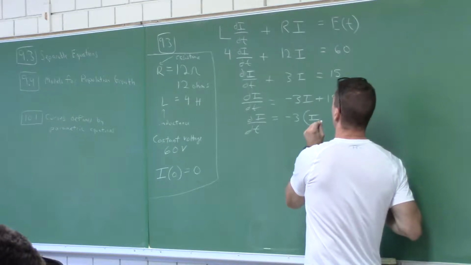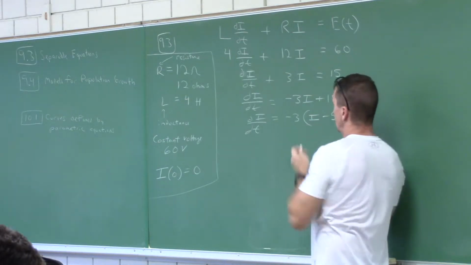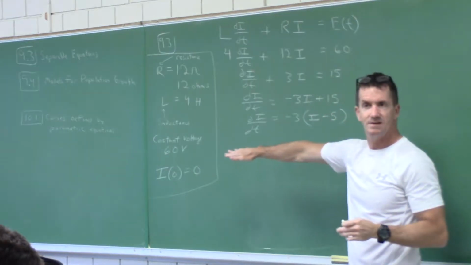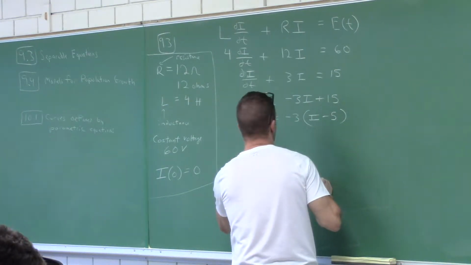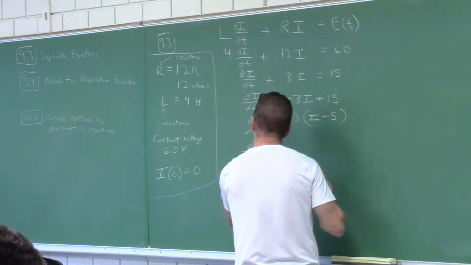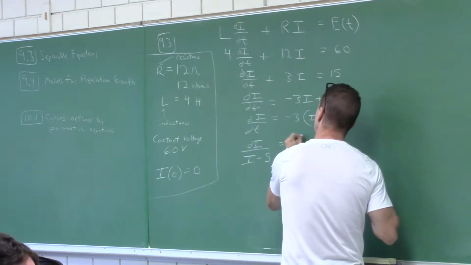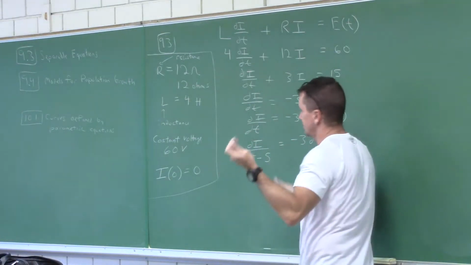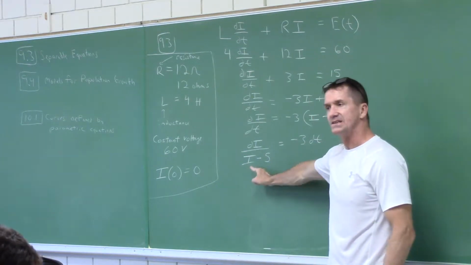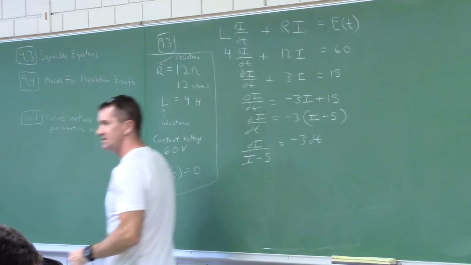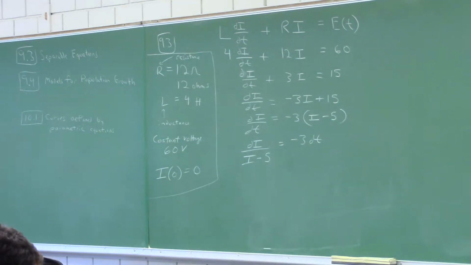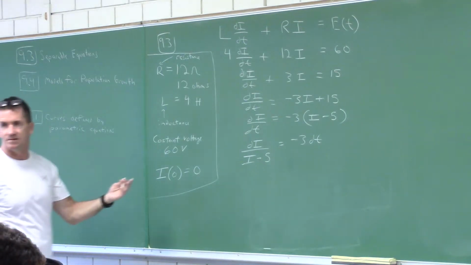I minus 5. Very good. But this allows me, when I divide that over here, I'll have di over I minus 5 equals negative 3 dt. And I'm just like, oh, cool. That's an easy antiderivative. Integrate with respect to I. Do you all notice that's a natural log? The integral is just going to be the natural log of I minus 5.